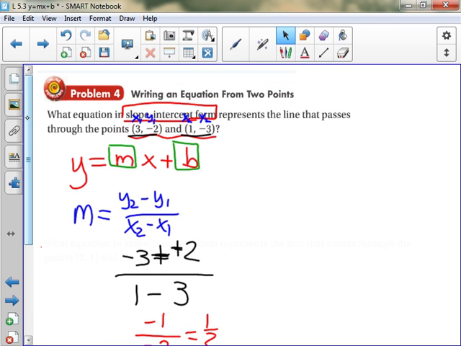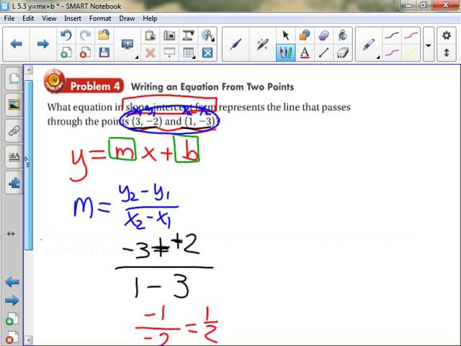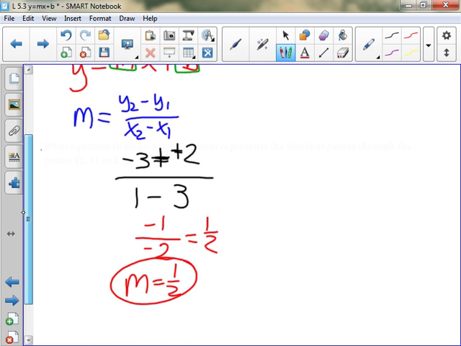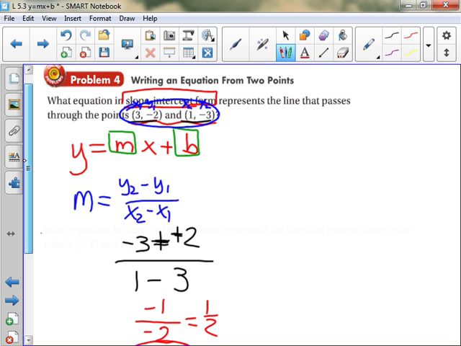Now, how do I figure out where this line crosses the y-axis? Well, there's a couple ways to do it. One way would be to graph these points and try to figure out where it crosses the y-axis. And that works sometimes, except that if the y-intercept is a fraction, it's more difficult to find. Here's a way that you can find the y-intercept using the slope-intercept form. Now you may have to stop this and watch it again because this is sometimes confusing.